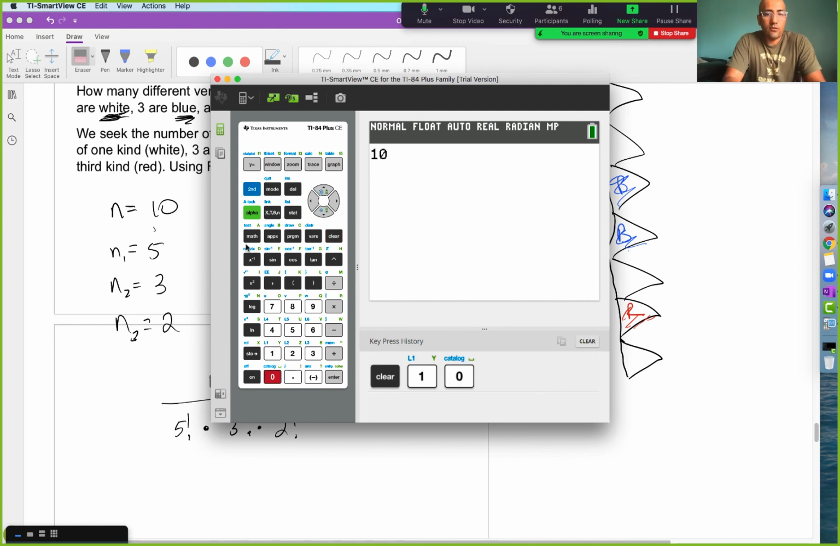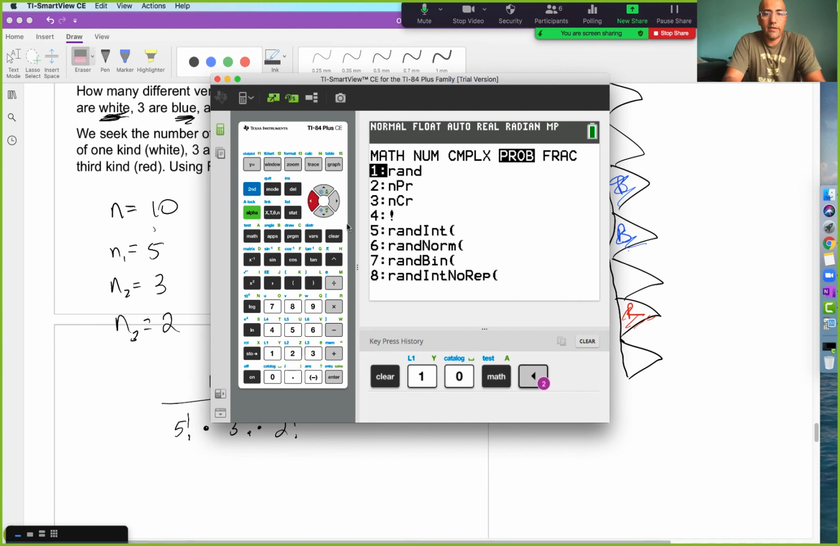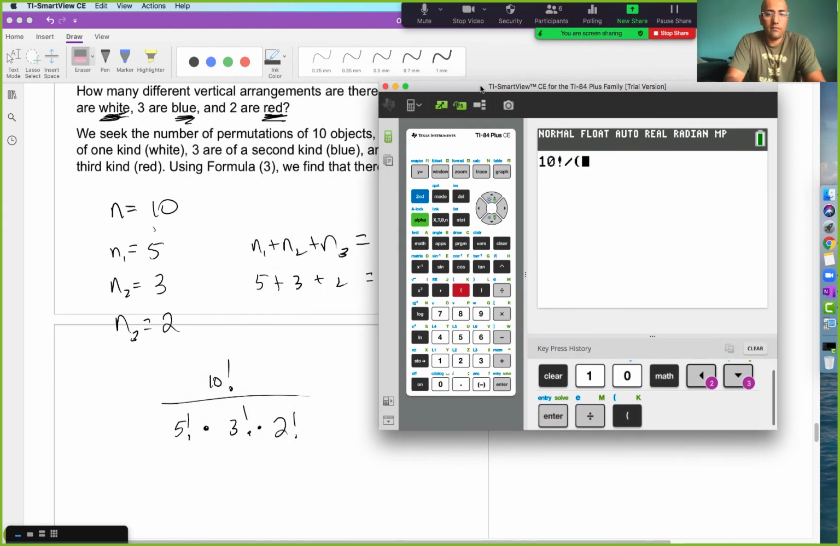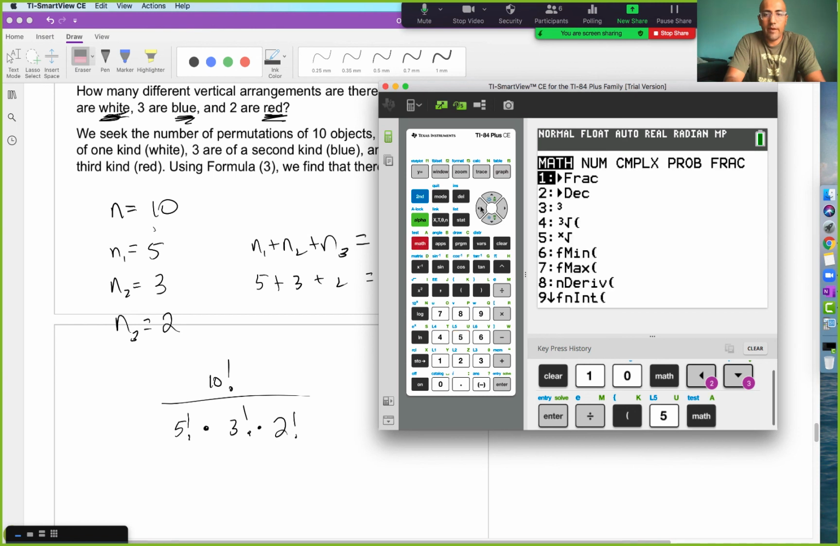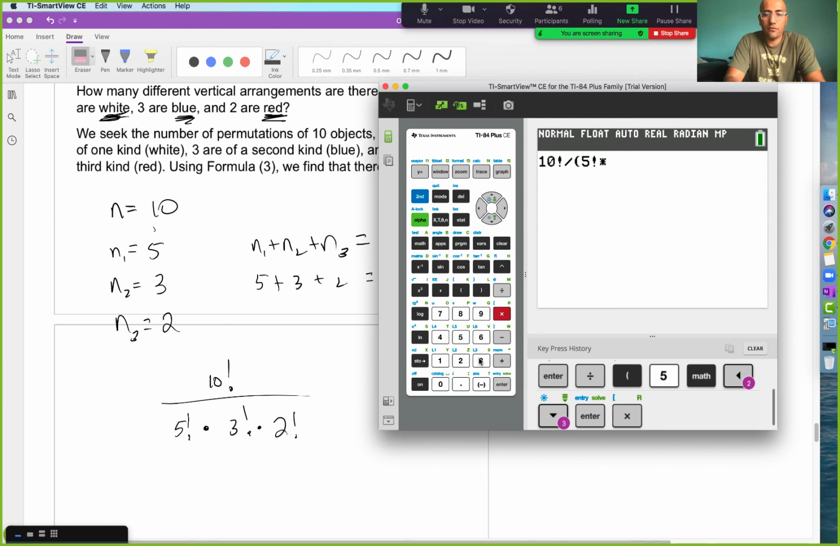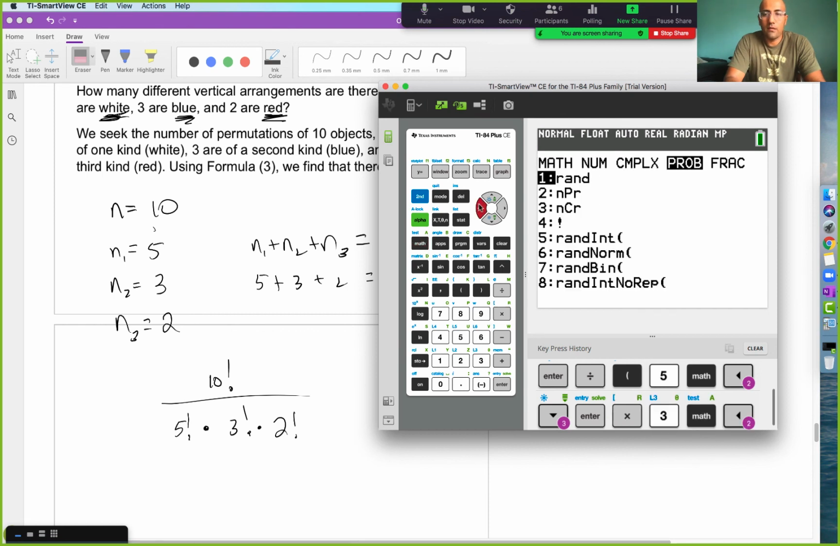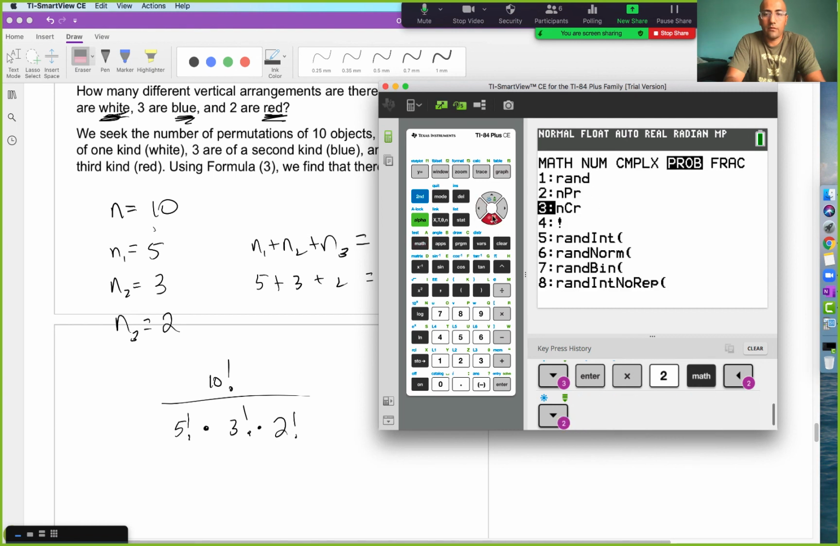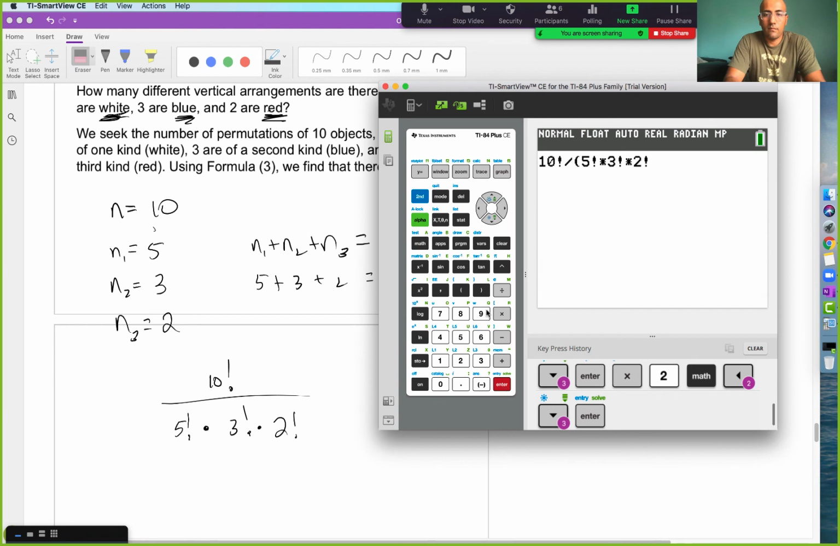So it's 10 factorial, so 10 math probability factorial, there, divided by, and then we have 5 factorial, times 3 factorial, times 2 factorial. Close parentheses, enter, and we get that. There's 2,520 different messages we can send.